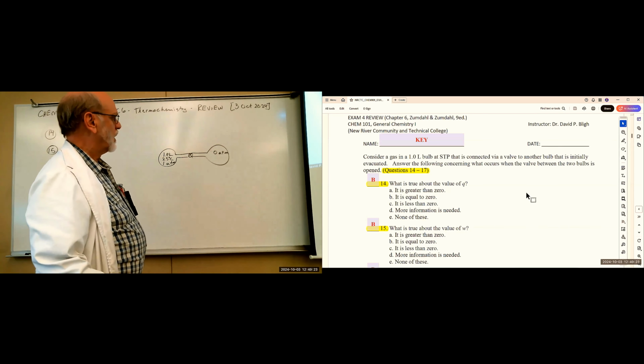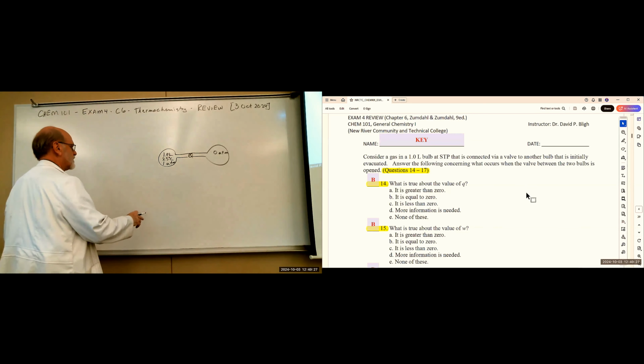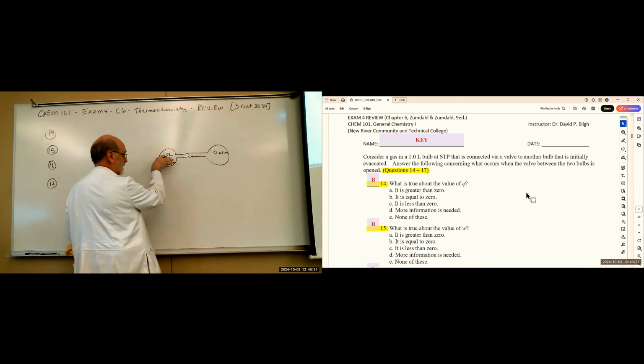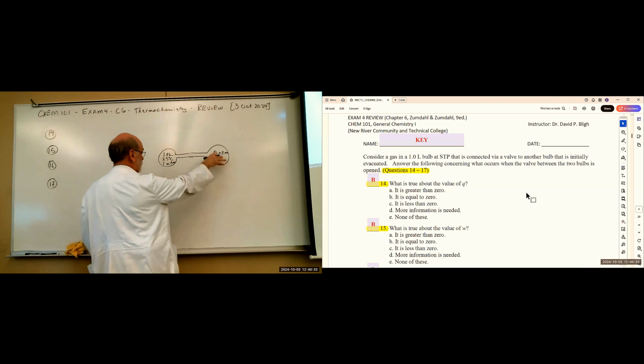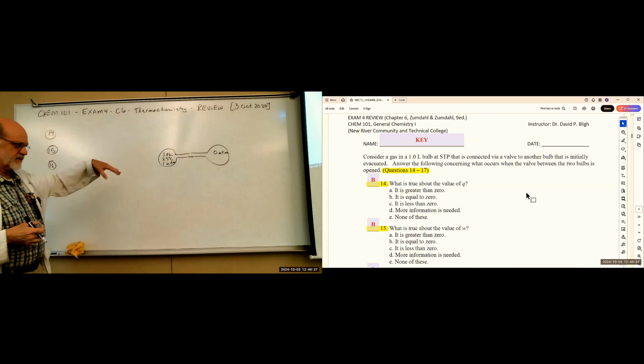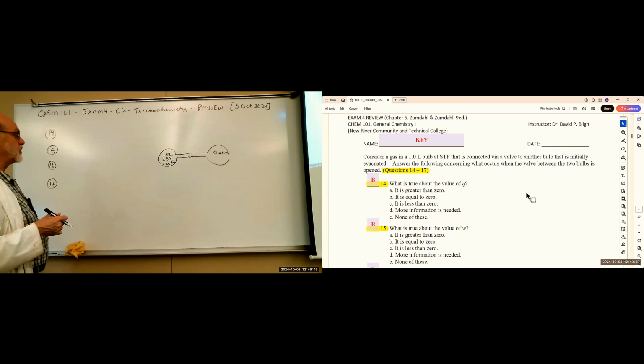Okay, so what happens when the valve is open? We know what's going to happen. Some of this gas is going to rush over there until we get equilibrium. We've done a calculation with gases like this before, but now we're looking at it in terms of energy and work, heat and work. So what's true about the value of Q?